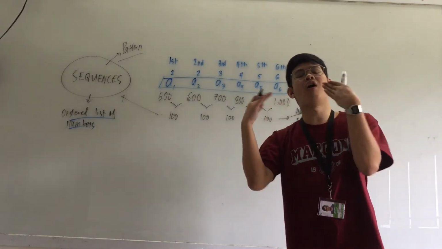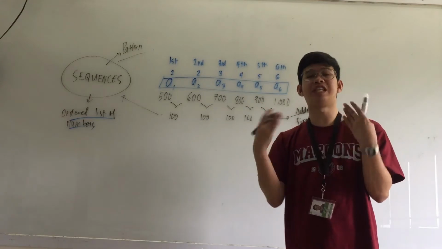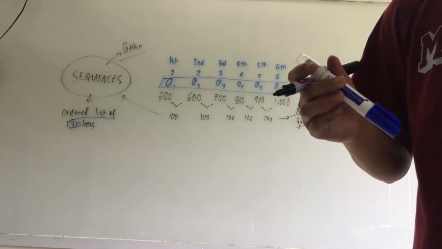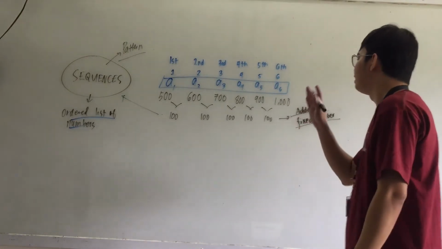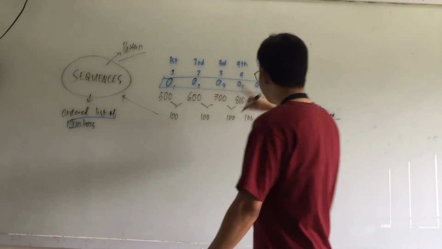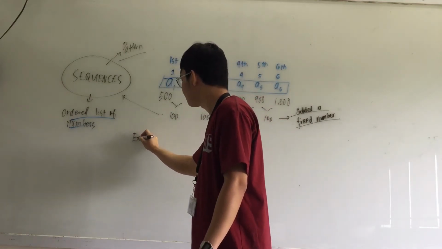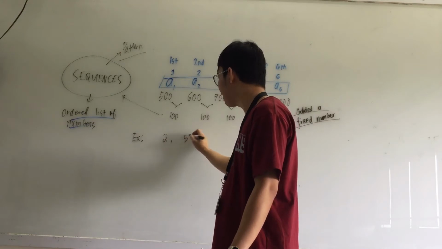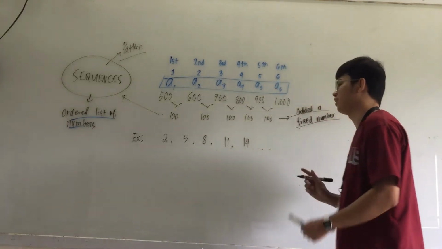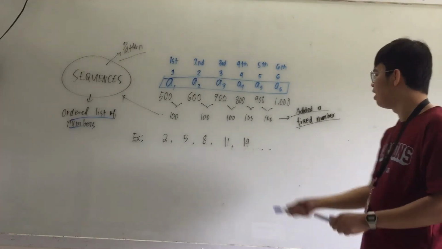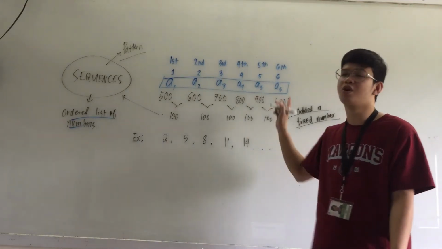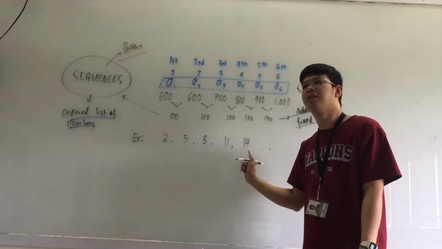Now, I will be showing you other sequences whereas we added a fixed number. Example. So this is our primary sequence. Additional examples are 2, 5, 8, 11, 14, etc., etc. Okay, let's try to identify it. Now, we have a presence of an ellipsis, therefore this pertains to an infinite sequence. Therefore the sequence goes on and on and on. 14 is not the last term in the sequence.